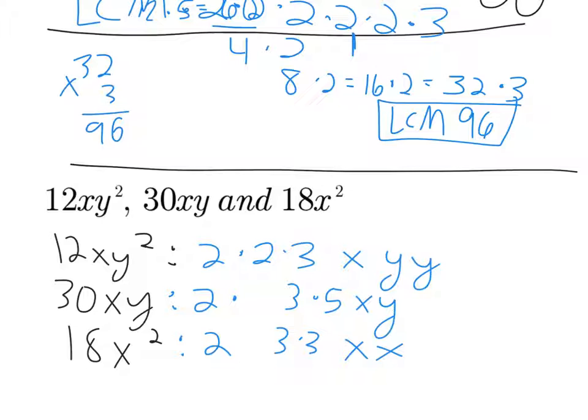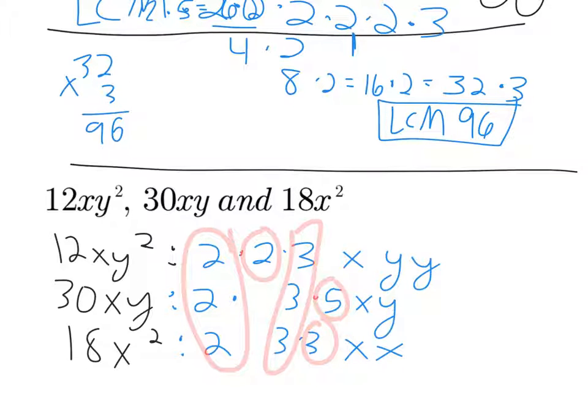All right, so let's take a look at each of these. What we're going to do is circle the ones that they have in common. So in the first 3, all 3 of them have a 2. All 3 of them have a 3. Now, we have this 2 left over, this 3 left over, this 5 left over. All 3 of them have an x, and only 2 of them have a y, but we're going to circle those. And then we have an x and a y left over. So we're going to take each one of those, and we're going to multiply it all together.